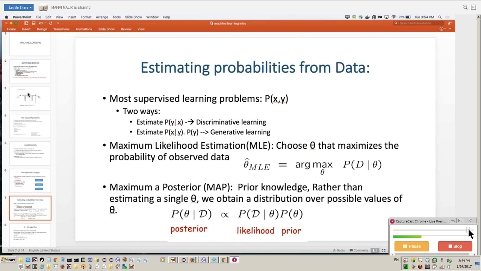So I'm just giving a little bit of mathematical background to whatever we have discussed till now about supervised learning. Basically, we are estimating probabilities from data. We are trying to predict the joint probability, or the coexistence, of these feature vectors with their output. So that is basically your P of X, Y.